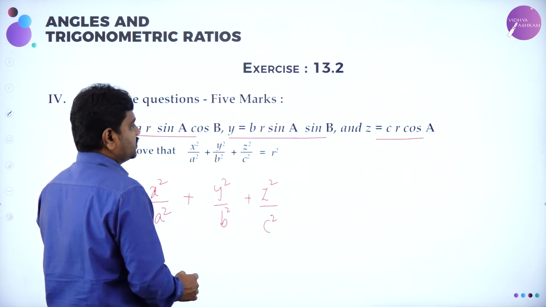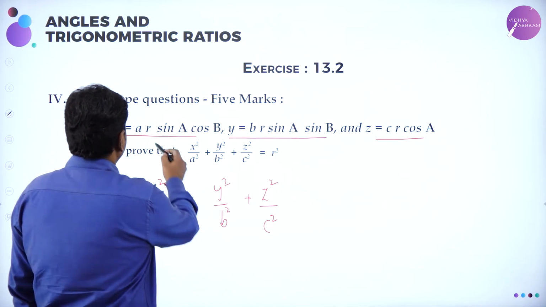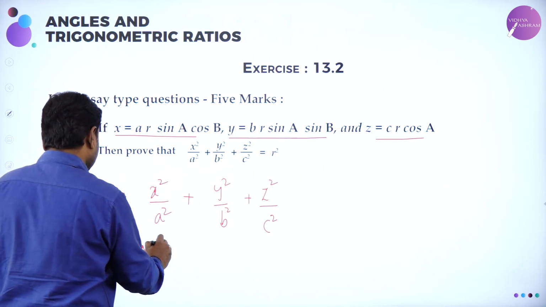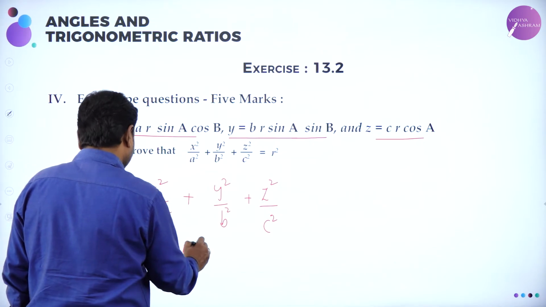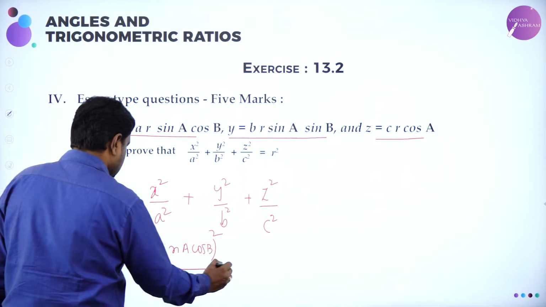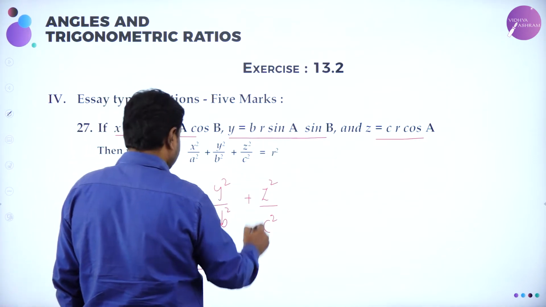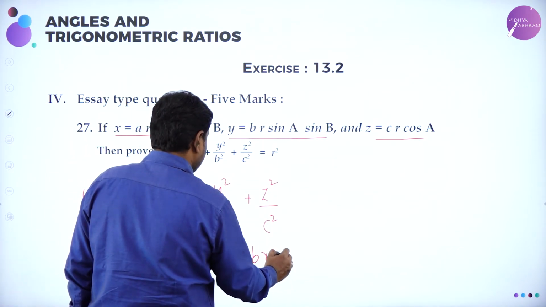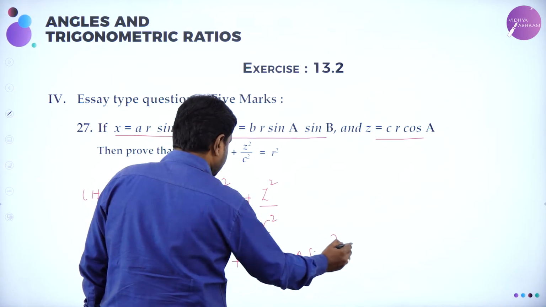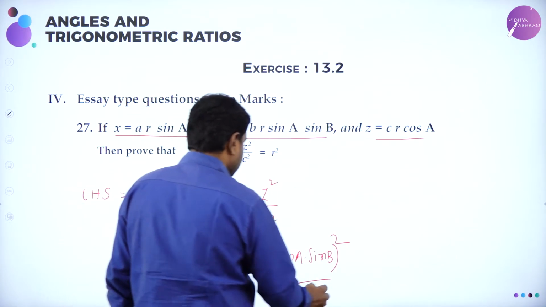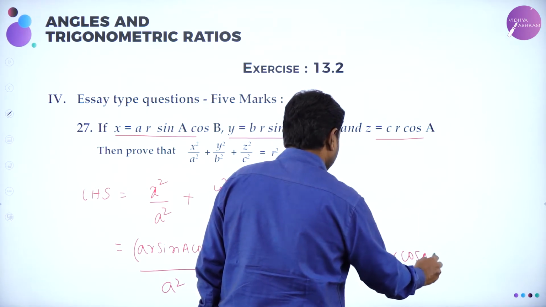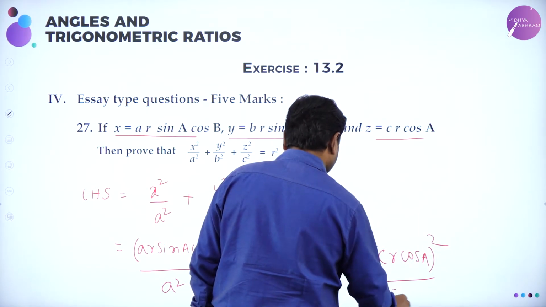Substitute the value of x, y, z. What is x they give? A r sin A cos B. So a r sin A cos B whole square by a square plus y value. What is y value? B r sin A sin B. So b r sin A sin B the whole square by b square plus z square. Z is just c r cos A the whole square, z square by c square.